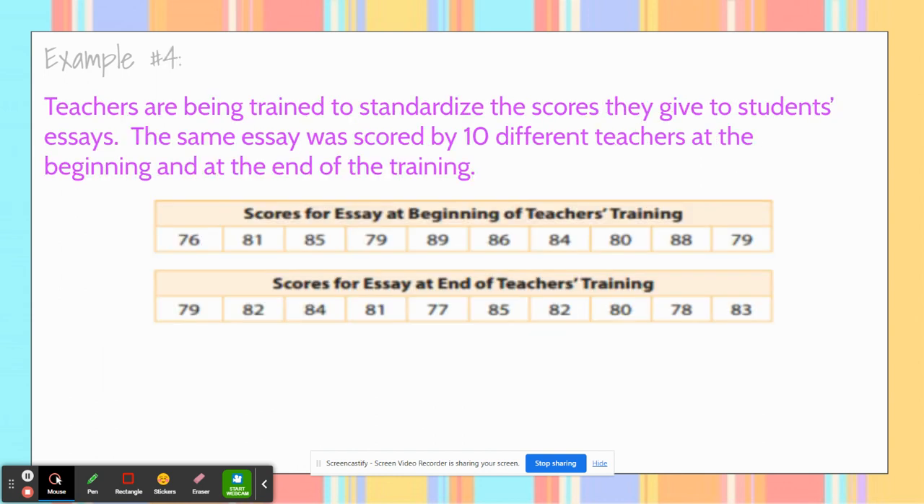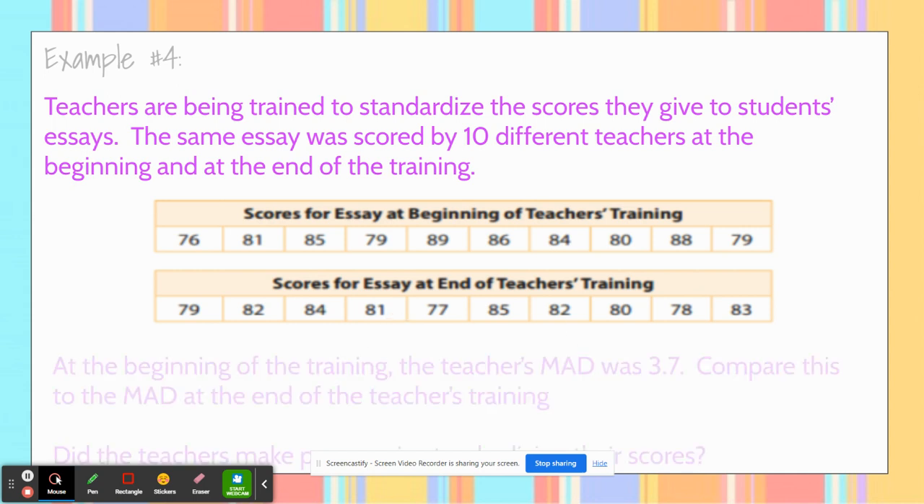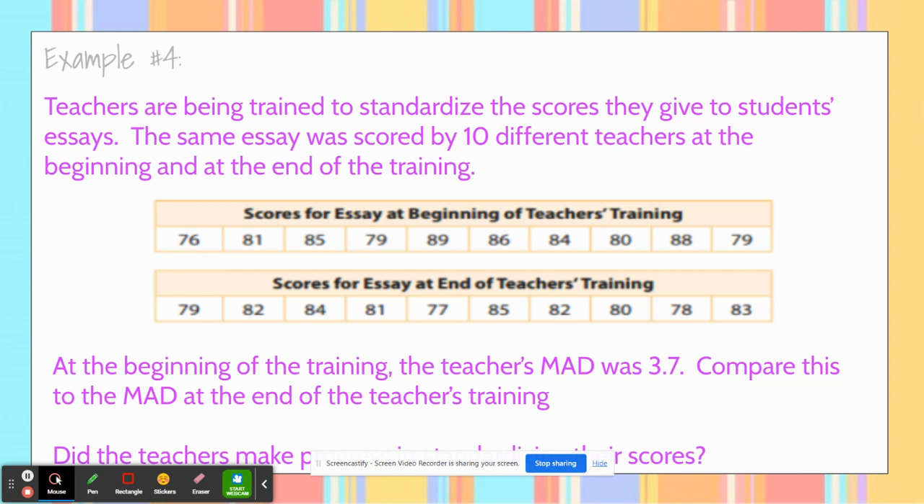Example 4. Teachers are being trained to standardize the scores they give students' essays. The same essay was scored by 10 different teachers at the beginning and at the end of the training. At the beginning of the training, the teachers' mean absolute deviation was 3.7. Compare this to the mean absolute deviation at the end of the training.